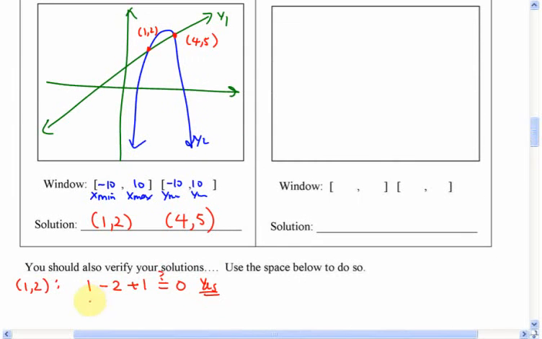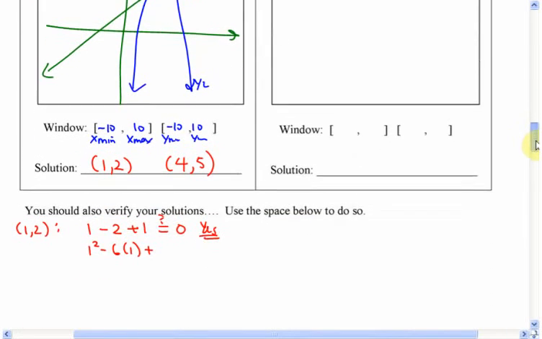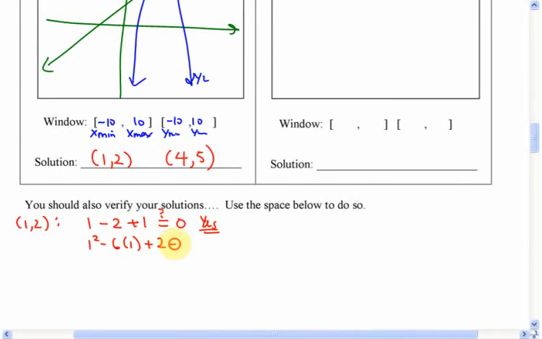x squared minus 6x plus 3, I believe it was, plus y plus 3. So plus y plus 3. Does that equal 0? 1 minus 6 is negative 5, plus 2 is negative 3, plus 3, you bet. Okay. Don't forget to check the other one.